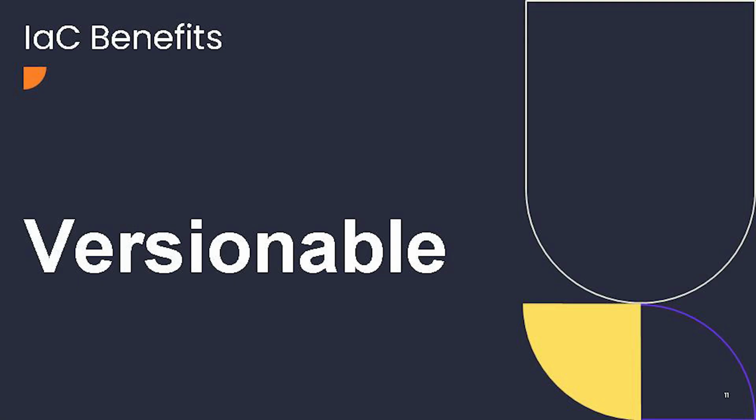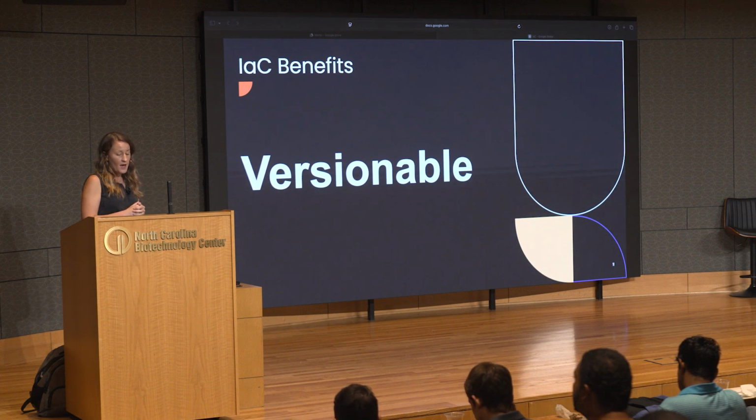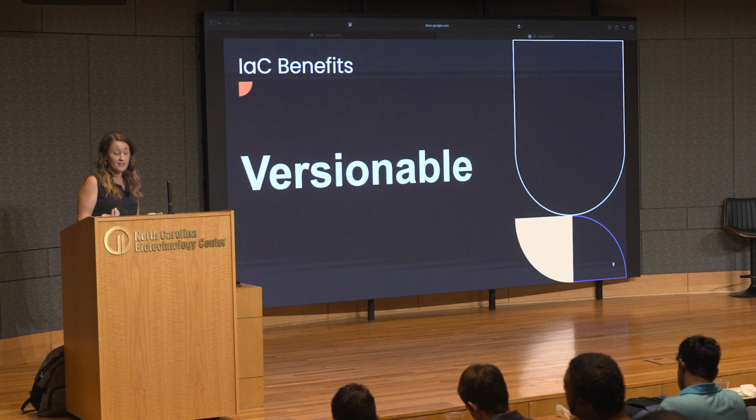Also, it's versionable. You've got all of those commits in your repo. That means every change is tracked in your version control system. If a deployment causes an issue, you can easily pinpoint the exact commit that introduced the issue, and you can roll back to a known good state.